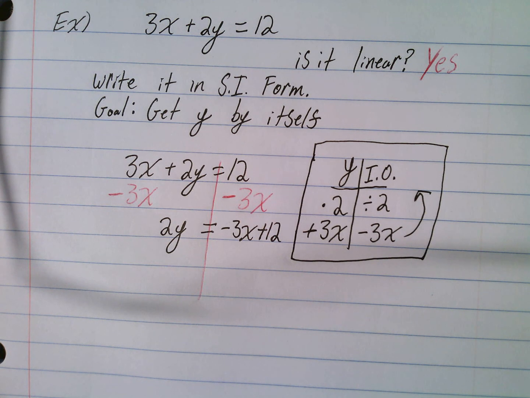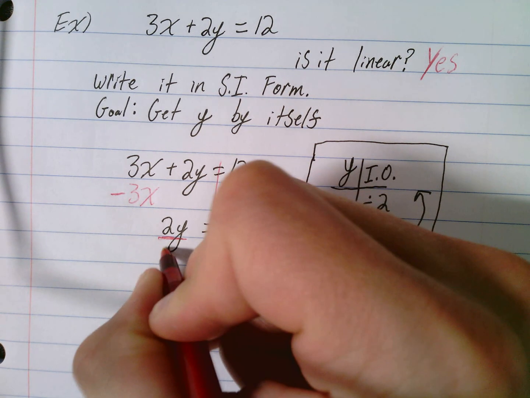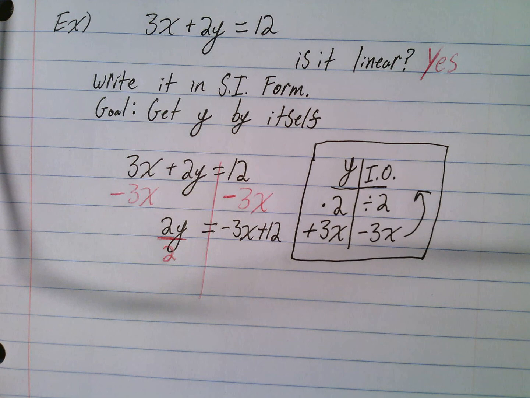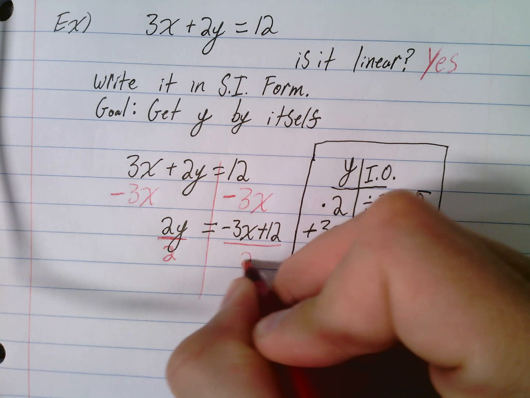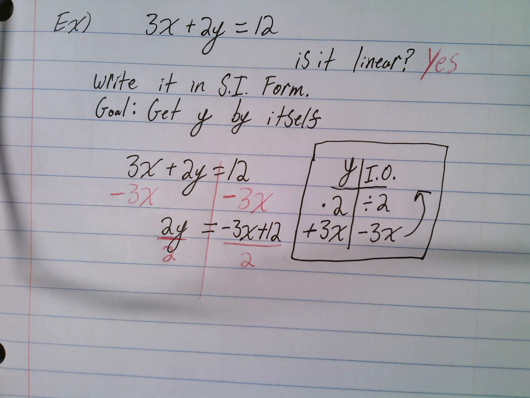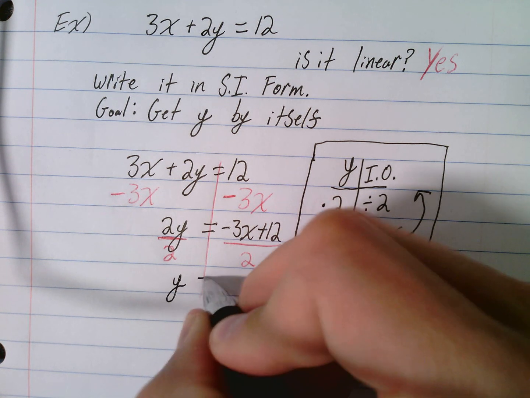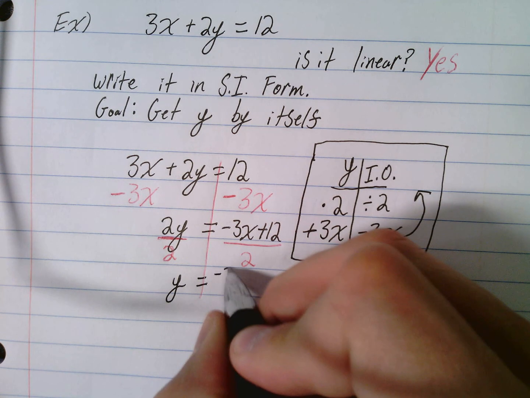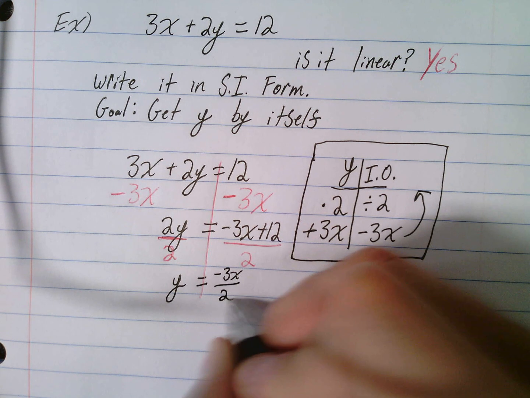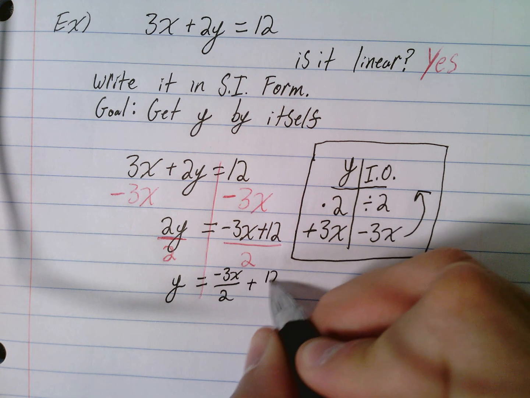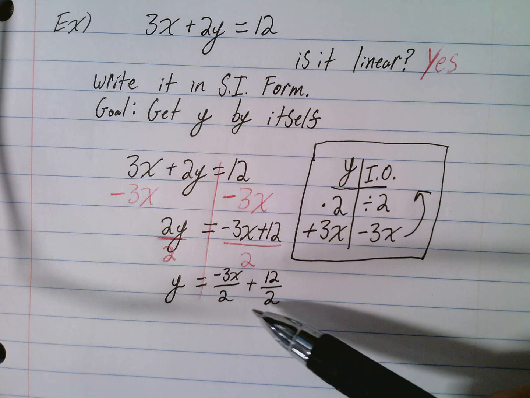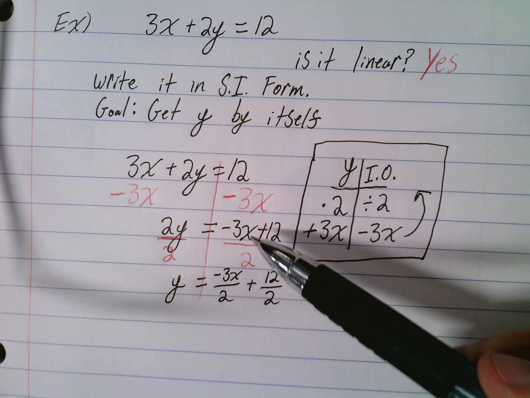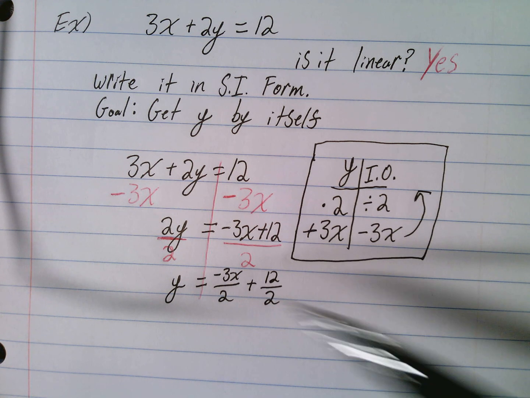And then what would I do next? Good. And I'm going to divide the 2 on both sides, which means I divide it everywhere. So here's how I'm going to divide the 2. We'll write it out step by step, actually. I'm going to divide the whole side by 2, which means that y is equal to negative 3x divided by 2 plus 12 divided by 2. Okay, do you guys see what happened here? I was dividing the whole thing by 2, and since I'm adding, I can divide each piece by 2.